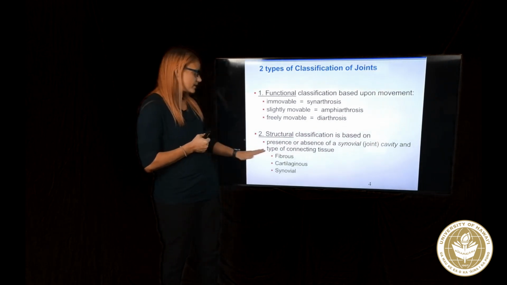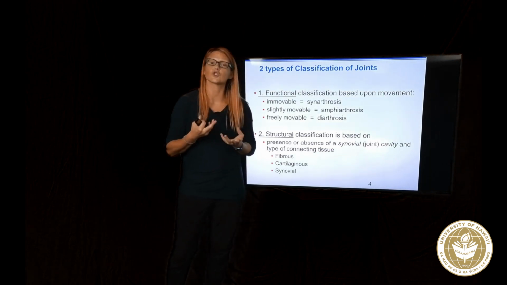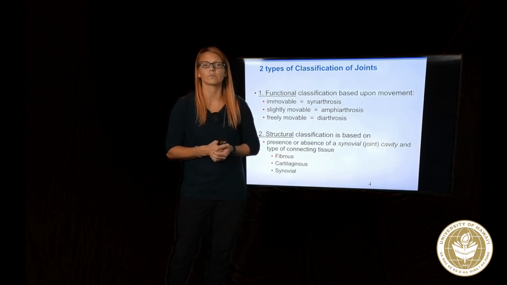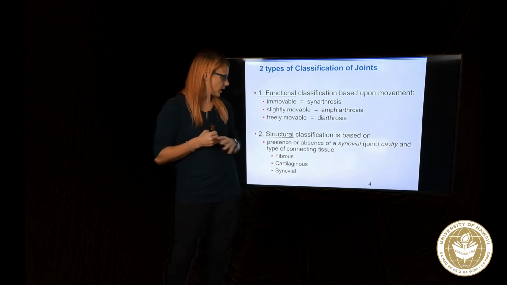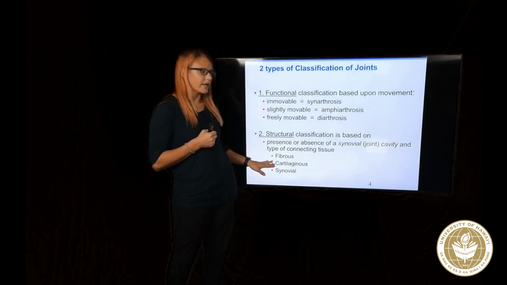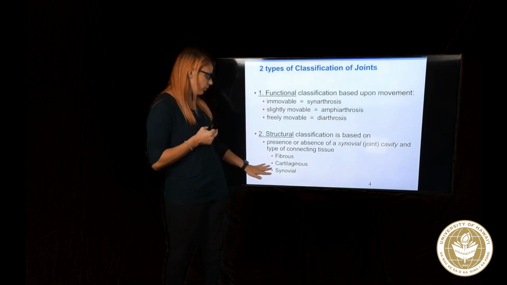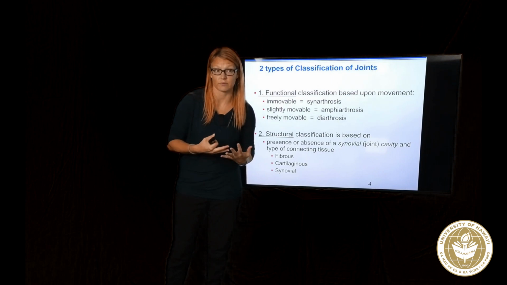And then the fibrous, they have short fibers, so they can increase that amount of movement. For the most part, we see that the fibrous and the cartilaginous joints are going to be immovable or slightly movable, whereas the synovial joints are going to be those that allow the most motion.